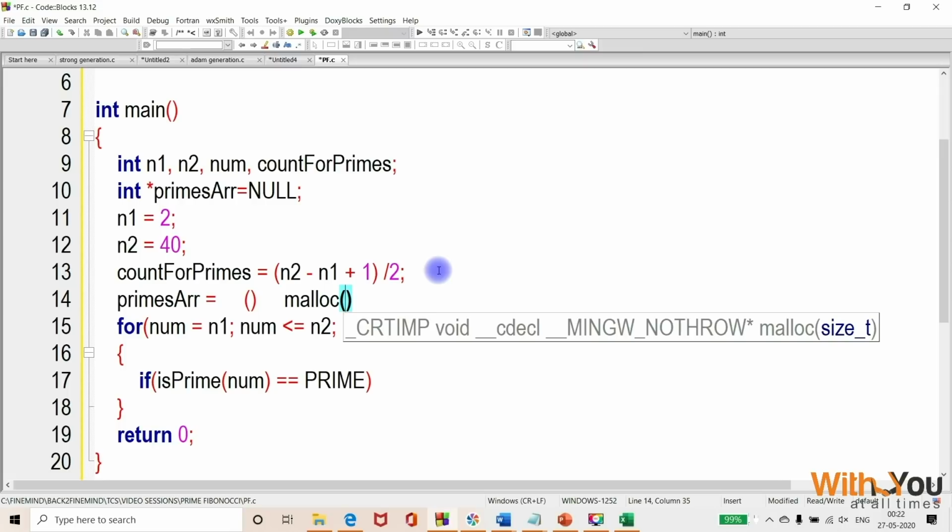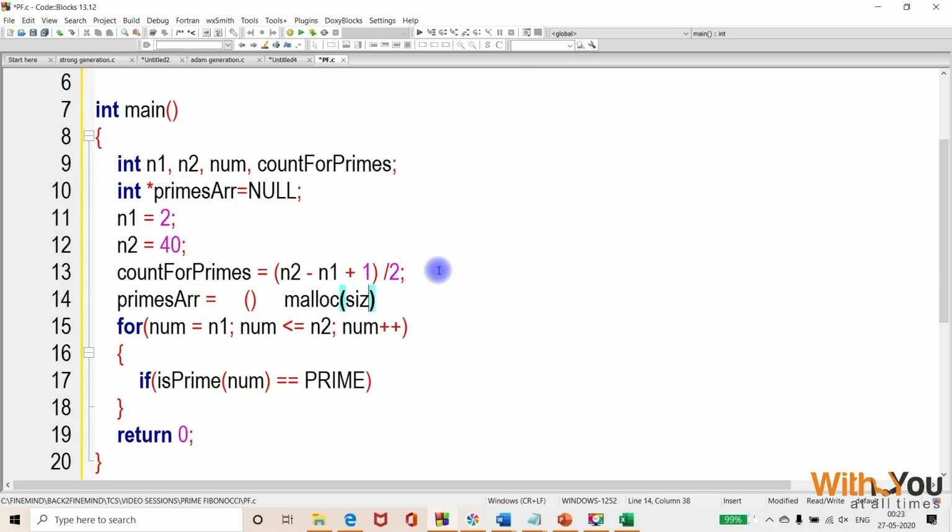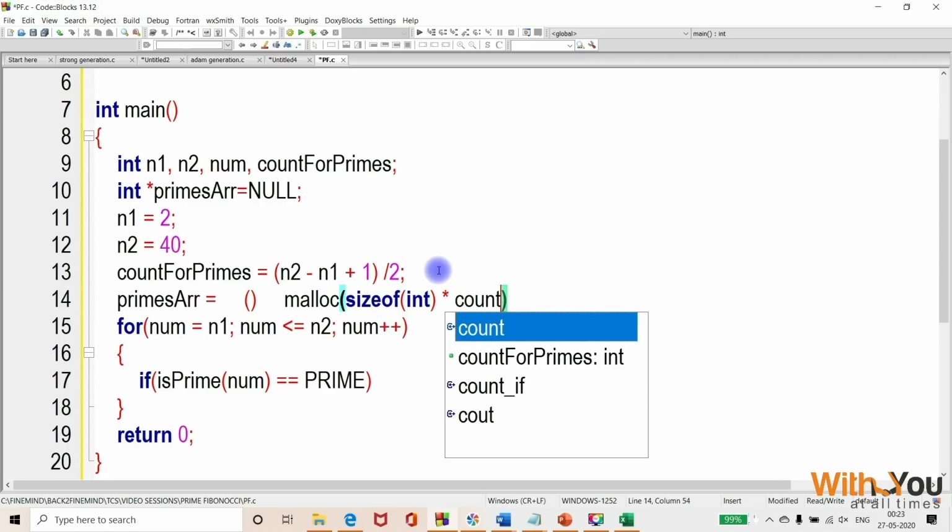And this point is going to be reiterated at least 3 times in the next 6 days. So even if you don't get a firm grip, relax, we will make it firmer. So what does malloc want? malloc wants, tell me how many bytes you want? Because I'm going to store integers inside, sizeof int multiplied by my count for primes.